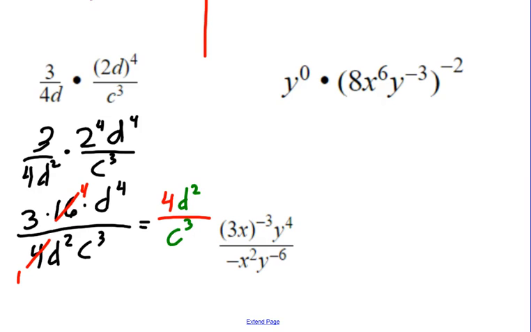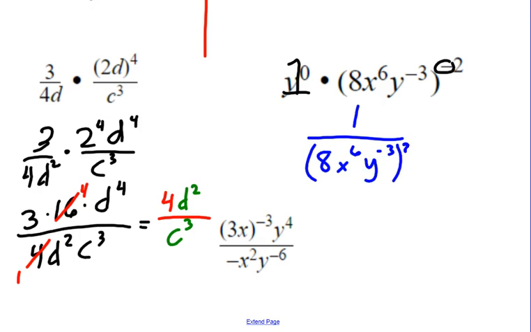Y to the 0 times bunch of stuff in parentheses to the negative 2. Well, first off, I know that anything to the 0 power is 1, so that makes it a little bit simpler. Now, there's a couple ways to look at this. We see this negative exponent right there on the outside of the parentheses. Remember, that means we can turn things over. Everything else stays the same.